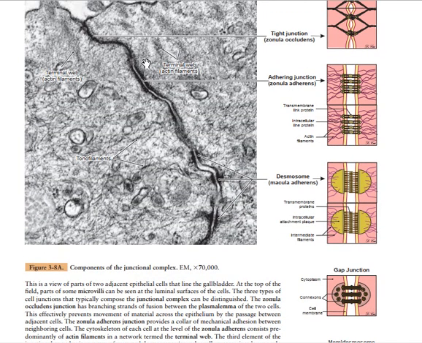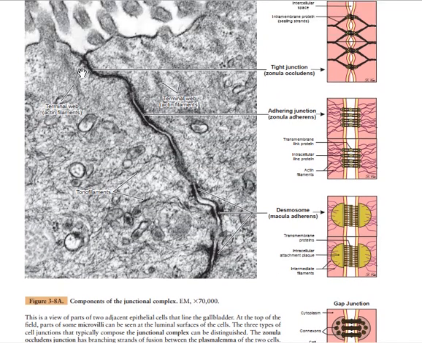The zonula occludens is located at the apical-most part. Just inferior to it you have the adhering junction, the zonula adherens. The zonula adherens is attached to the actin filaments, and in between the actin filaments you have the transmembrane linker proteins, and you also have the intracellular linker proteins.